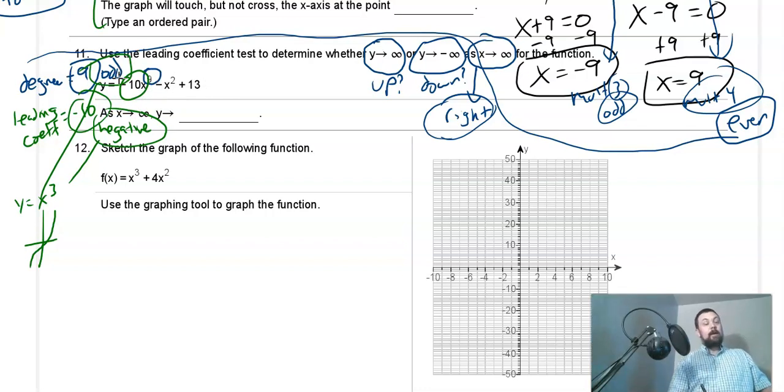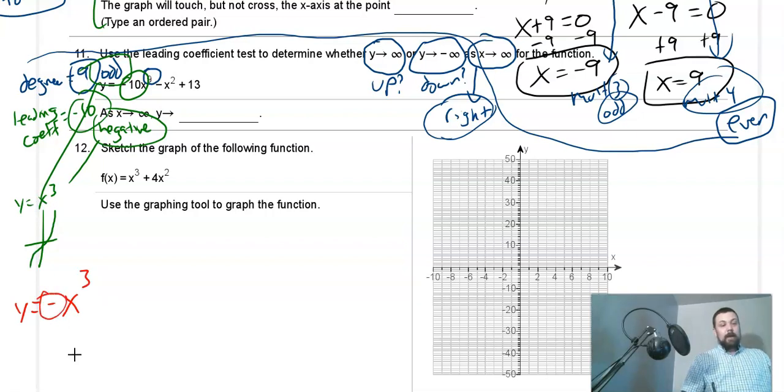If the degree is odd, all of them that have an odd degree belong in the same category. Now here the leading coefficient's negative, whereas here it's positive. So if I wanted to change that, negative x to the third power, putting that negative sign there is just going to flip the graph over. So now it looks like this.